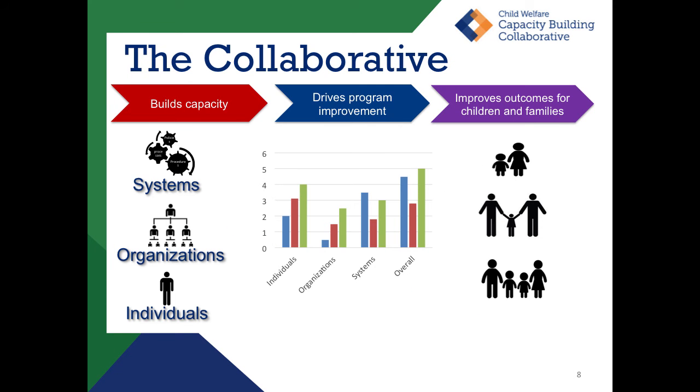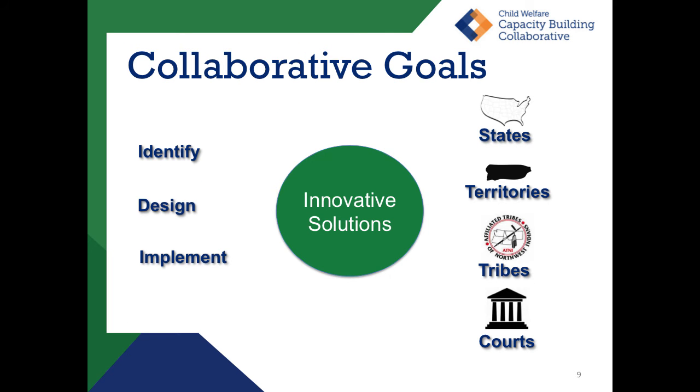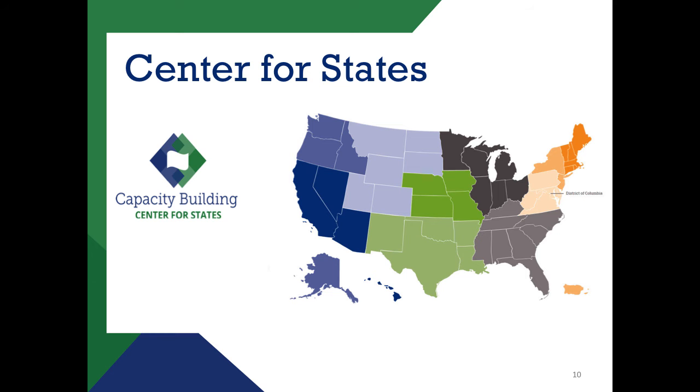Our goal is to work with the jurisdictions and our partners to support capacity building, leading to improved outcomes for children and families. We do this by partnering with states, territories, tribes, and courts to identify, design, and implement innovative solutions that meet the unique needs of each of our jurisdictions. The Center for States serves states and territorial public child welfare agencies and also Title 4E waiver demonstrations.